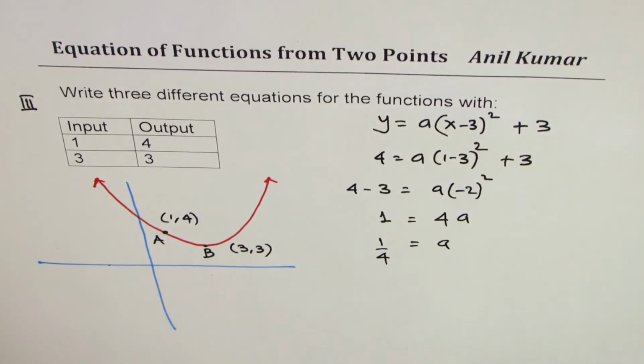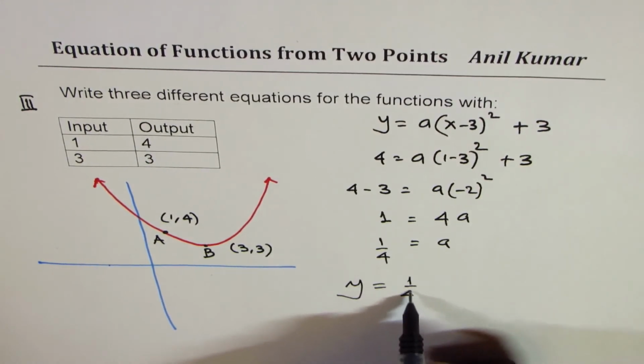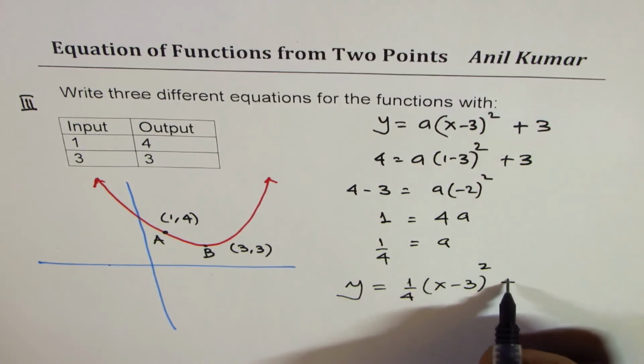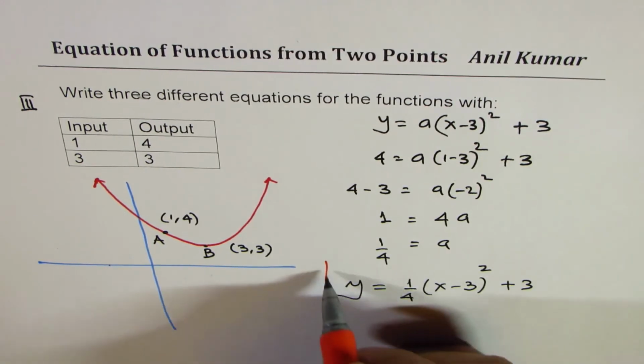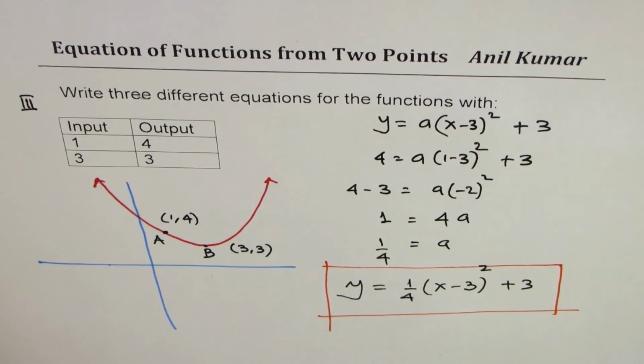So 1 over 4 is the value of a, or I can write y equals 1 over 4 times x minus 3 whole square plus 3. I hope that makes sense, right? So you could actually get 3 equations, rather you can get any number of equations in this situation. You get an idea, right?